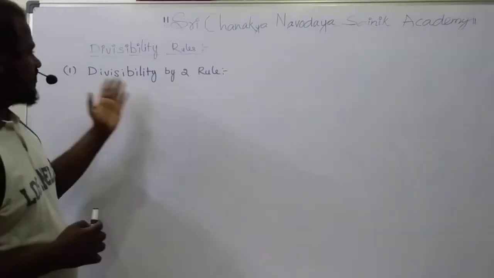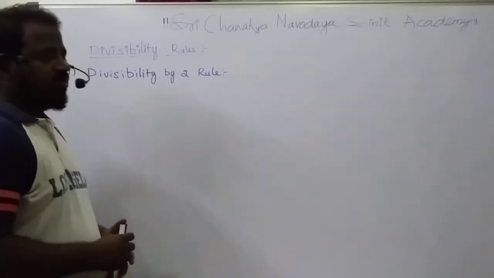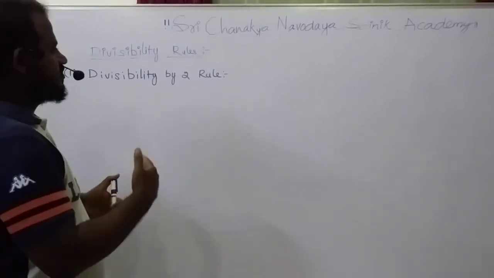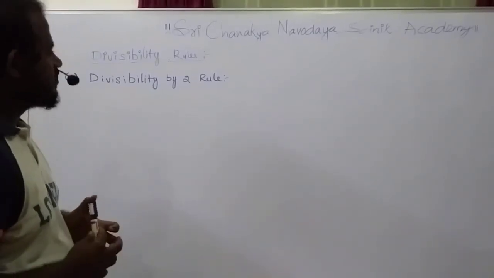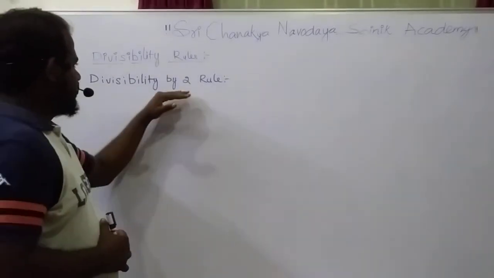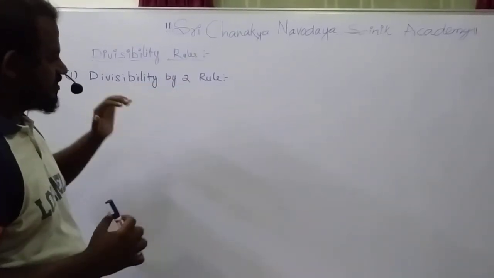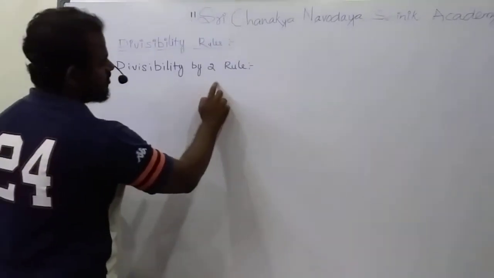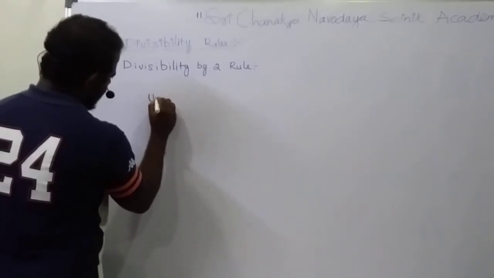Let's get started. The first rule is the divisibility by 2 rule. That means in the examination, some number will be given and we will be asked to check whether the given number is divisible by 2 or not. To check that, we have this rule with some criteria. The criteria for the divisibility by 2 rule is, in the given number we will look for the unit digit.